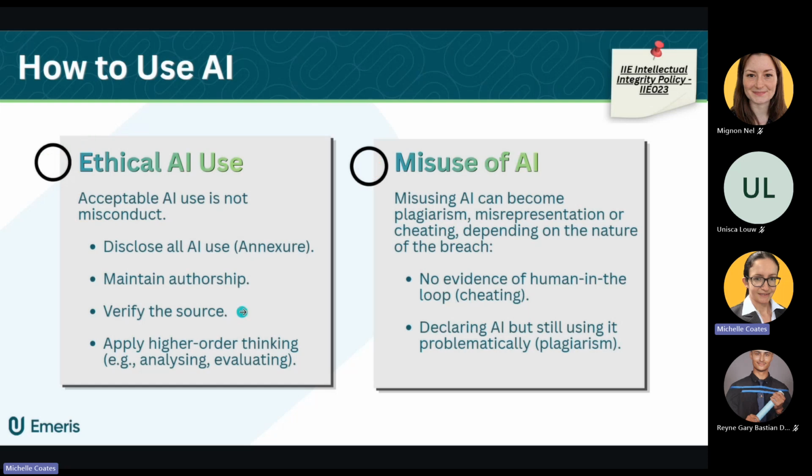Verify the source. If you are not sure where that information came from, please double check. Maybe triangulate the data, look for other people who've said the same thing if you're not sure. And that also involves analyzing and other critical thinking skills. The lecturer will definitely pick up on it if you have copy pasted from AI. Okay, and maybe you've declared AI, but the usage is still a problem.